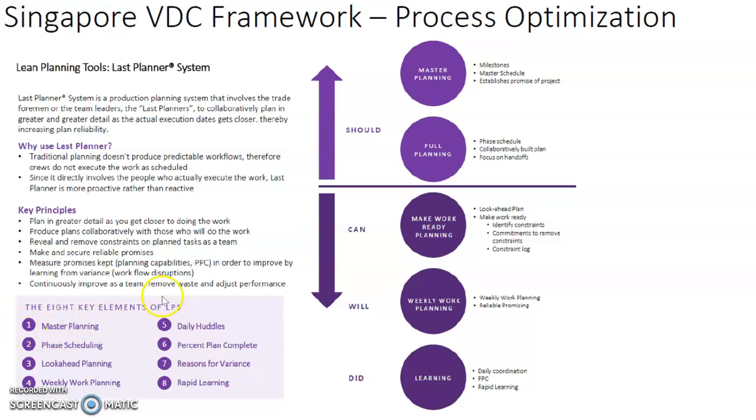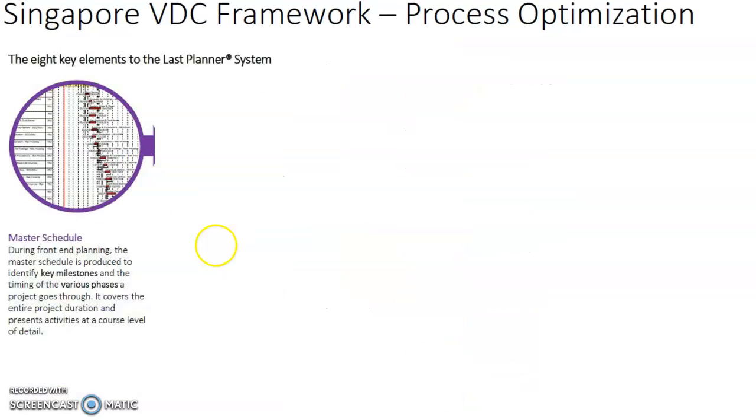So let's go into a little bit more detail on the Last Planner System. There are altogether 8 elements in the Last Planner System. Let's start with the first element, which is the master schedule. During the front-end planning, the master schedule is produced to identify key milestones and the timing of the various phases a project will go through. It covers the entire project duration and presents activities at a coarse level of detail.